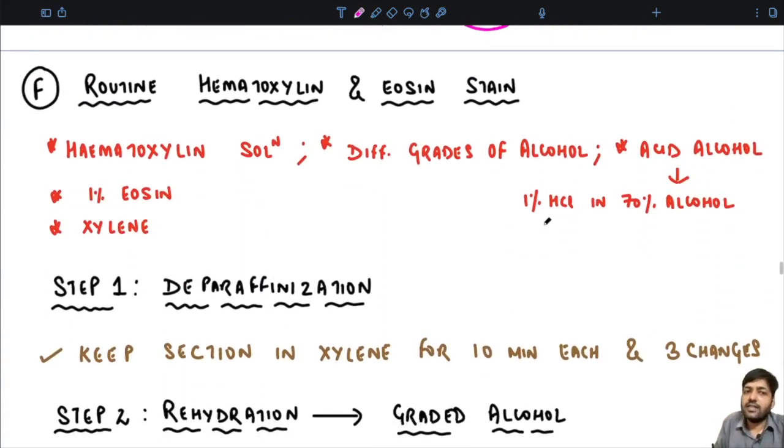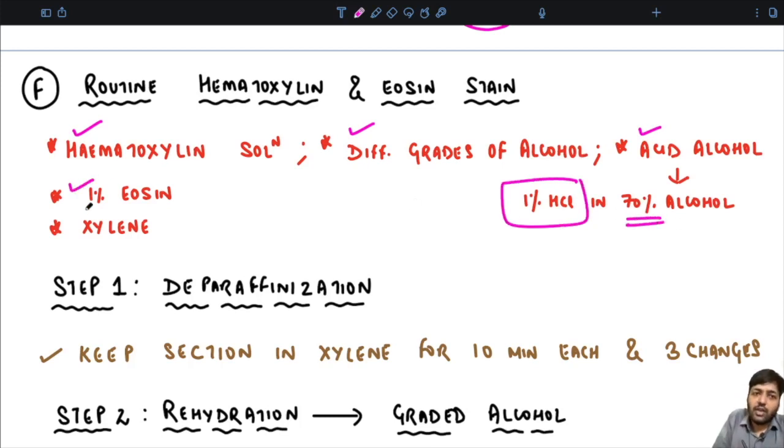Next, we are going to see the steps of the routine hematoxylin and Eosin stain. So what are the things that we require? We require hematoxylin solution. We require different grades of alcohol. We require acid alcohol, which is prepared by taking 1% HCl and 70% alcohol. Then 1% Eosin is required. This is the Eosin in aqueous media, and xylene. So let us see these steps.